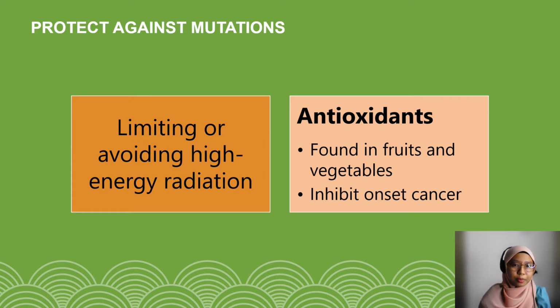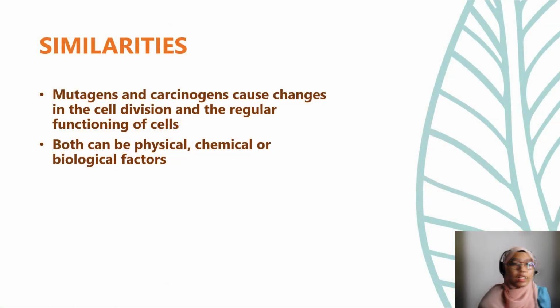So, how do you protect against mutation? By limiting or avoiding high energy radiation, or with the help of antioxidant, which can be found in fruit and vegetable, as it can inhibit onset of cancer. Moreover, the similarities between the mutagen and carcinogen are that they cause changes in the cell division and the regular function of cell, and both of them can be physical, chemical, or biological factor.